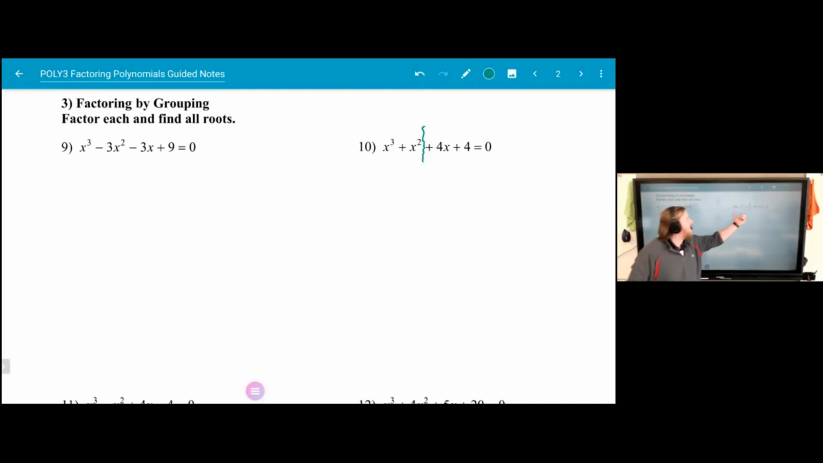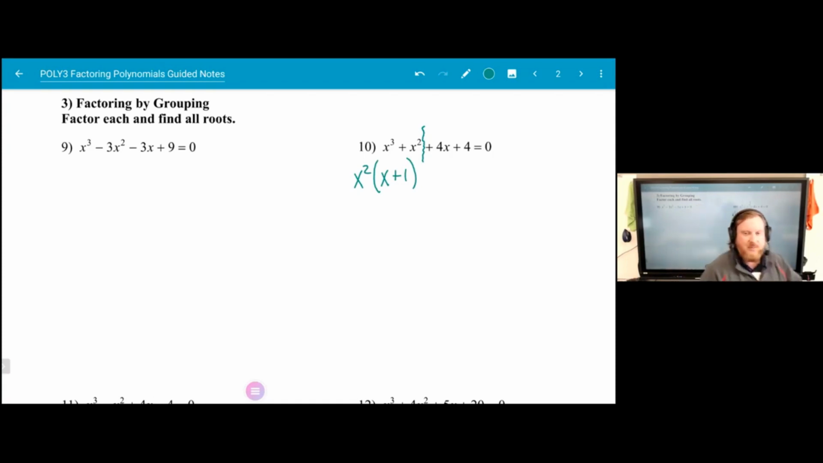I'm going to look at x cubed plus x squared. Is there a greatest common factor between x cubed and x squared? Well, yeah, x squared. So I'm going to call this x squared times x plus 1. This is taking the greatest common factor out. If I multiplied this back through, I'd have x squared times x, which is x cubed, plus 1 times x squared, which is x squared. Just making sure I did this right.